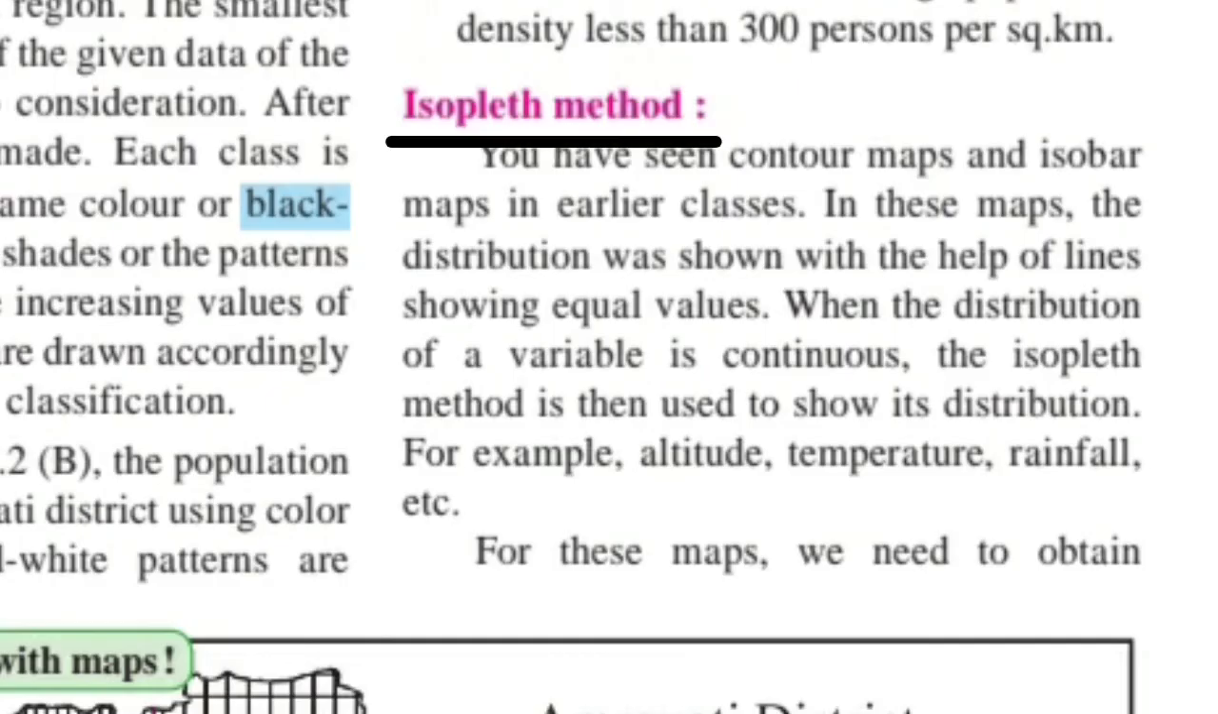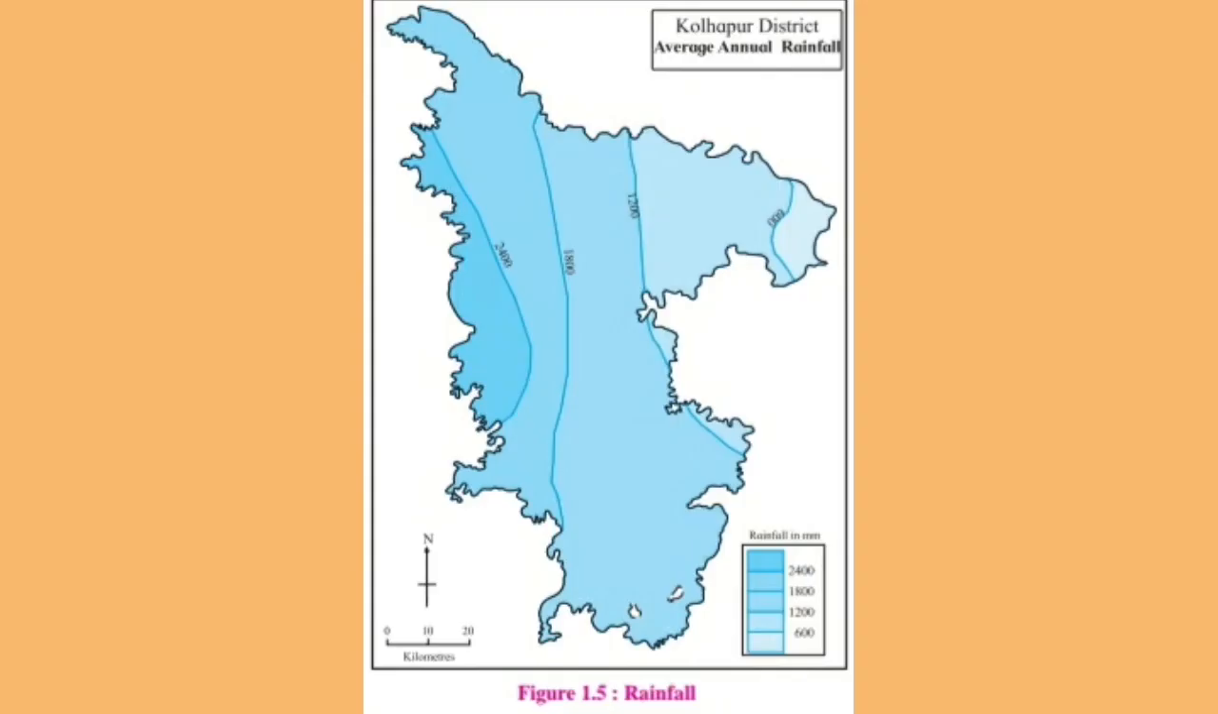Now this isopleth method, what actually the pleth is, is like a palette. So when it is a continuous distribution, it is known as isopleth. What is a continuous distribution? Now a continuous distribution is like rainfall. Take an example of rainfall.